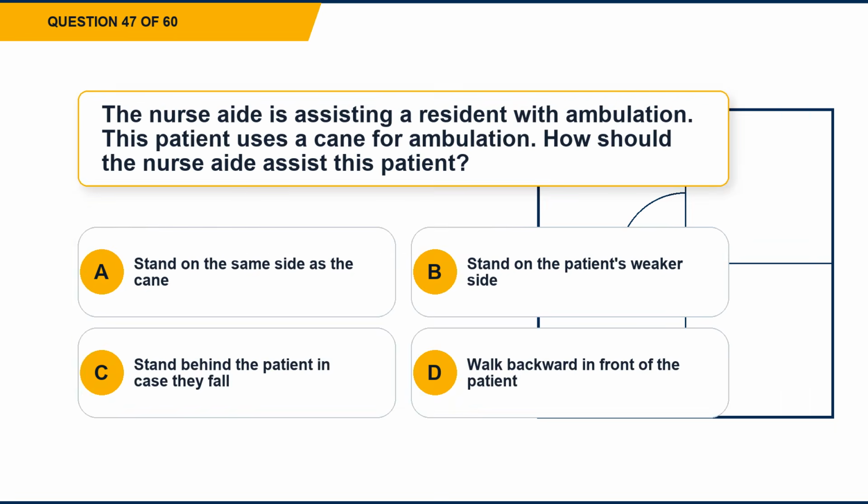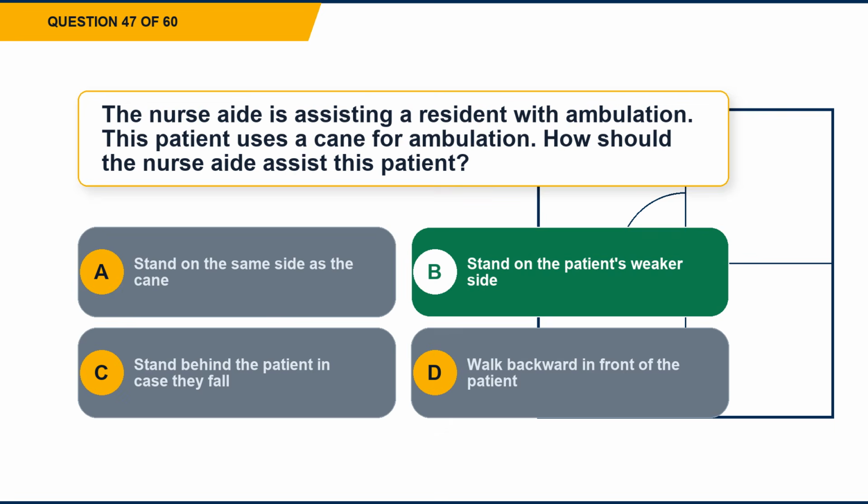Question 47. The nurse aide is assisting a resident with ambulation. This patient uses a cane for ambulation. How should the nurse aide assist this patient? Option A. Stand on the same side as the cane. Option B. Stand on the patient's weaker side. Option C. Stand behind the patient in case they fall. Option D. Walk backward in front of the patient.